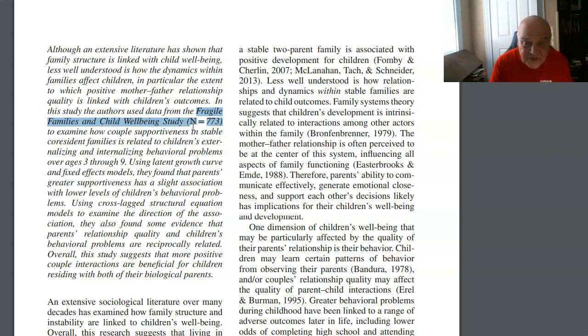We know it examines couple supportiveness in stable co-resident families. A stable co-resident family is a family of marriage, or a family where a couple lives together. And it talks about children's externalizing and internalizing behavior problems. They found that parents' greater supportiveness had a slight association with lower levels of children's behavioral problems. We're not concerned about that person you know who spoils their kid. They don't matter. What matters here is a trend.